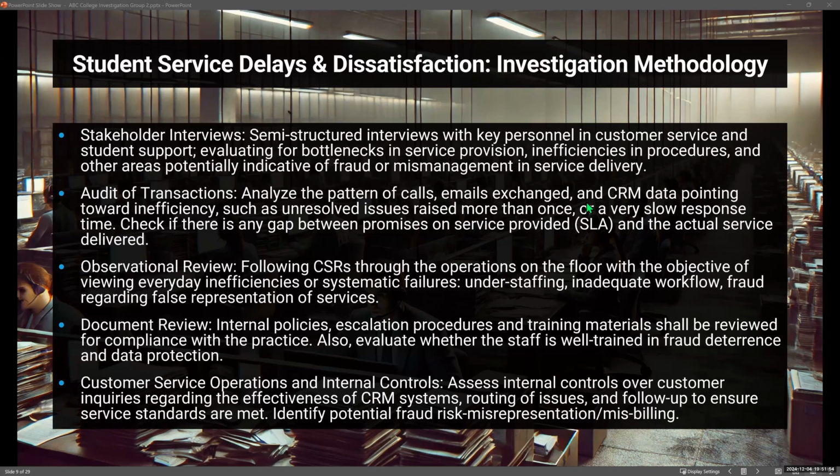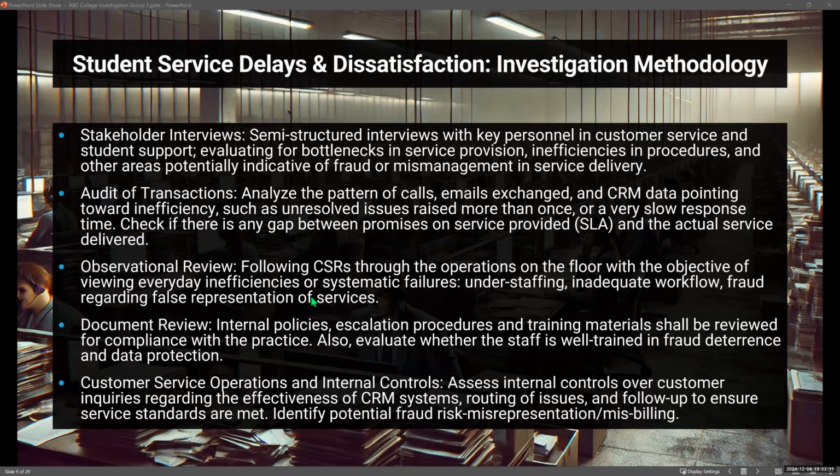What does that mean again? Customer relations management, right? Such as unresolved issues raised more than once or a very slow response time. And to check if there's any gap between promises and services provided, the service level agreement.